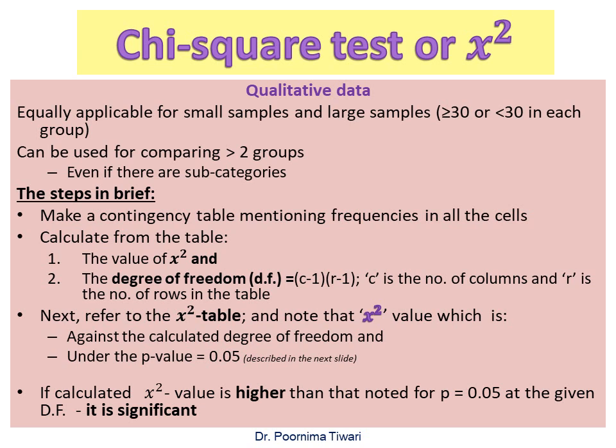If the chi-square value that we have calculated from the table is higher than what we have noted in the chi-square table for p equal to 0.05 at the given degree of freedom, we say that the difference is significant, p-value is less than 0.05. We'll clarify in the next slide.